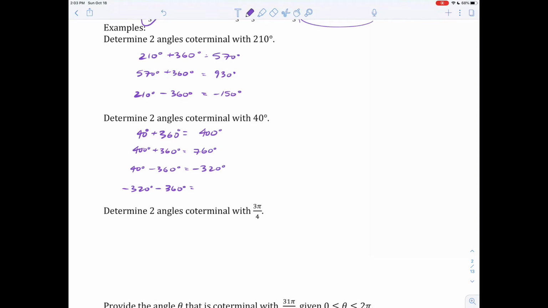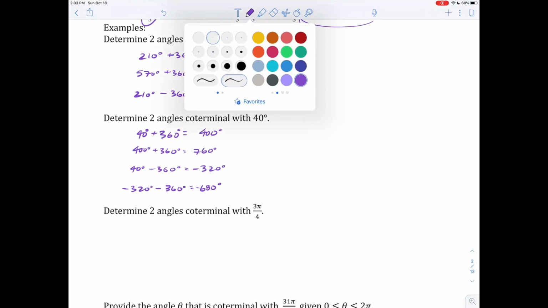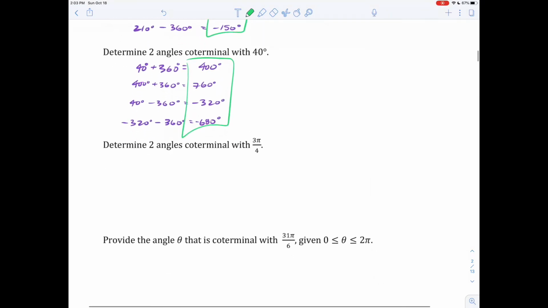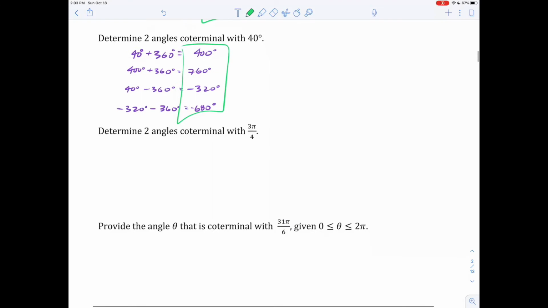So where am I at? Negative 680. So those are all coterminal. And there are infinitely many options with any one of those. Because I could add like 100 times 360, or I could add 360 degrees 84 times. However many I want to go with.